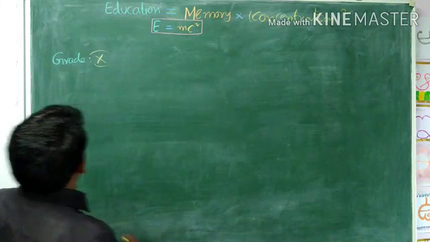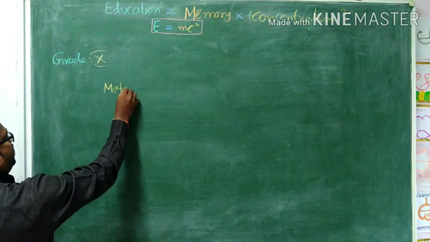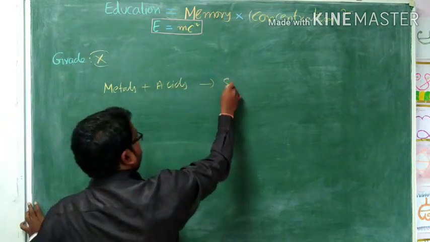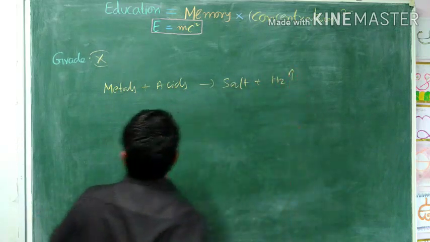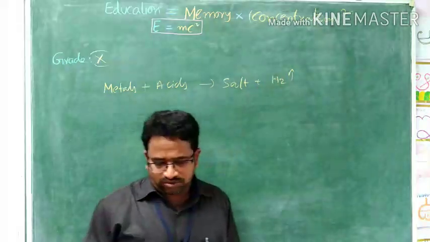Now let us see one more chemical property, as we learned yesterday. Metals react with acids. Then what happened? Salt and hydrogen gas are evolved. So when metals react with acids, hydrogen gas is evolved.